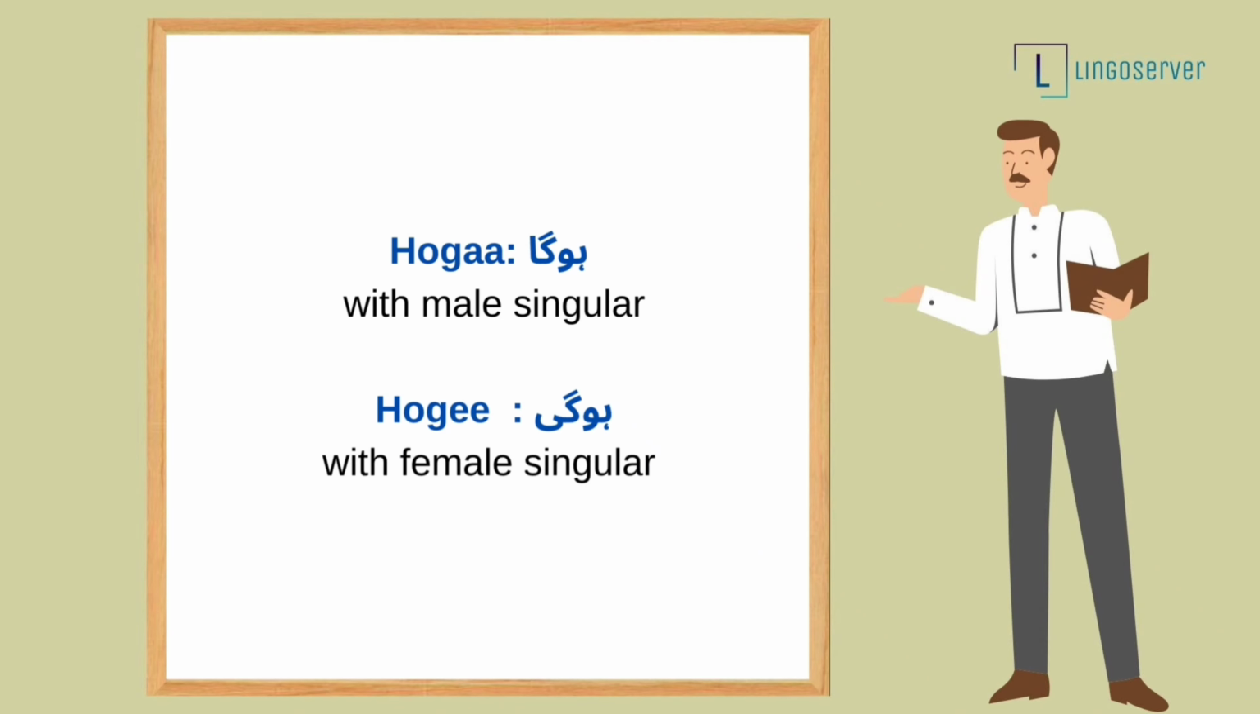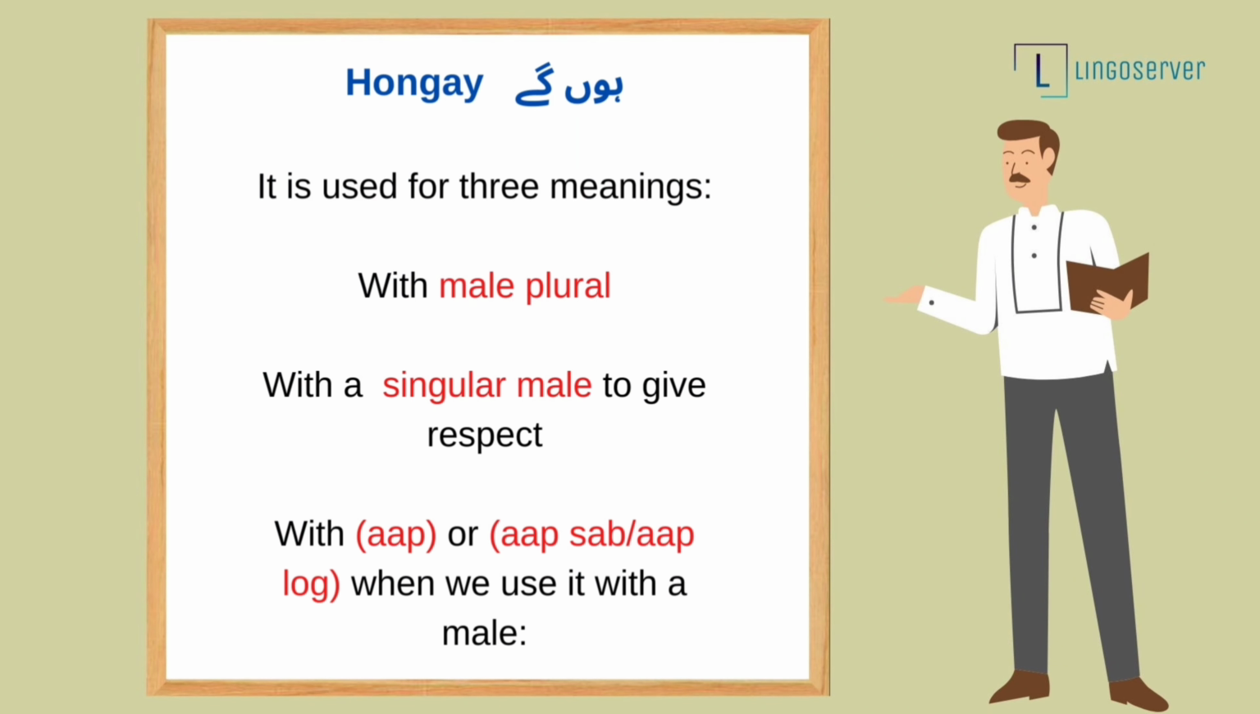So, hoga is used with male singular and hogi is used with female singular, while honge is used for three meanings. Number 1, with male plural. Number 2, with a singular male to give respect. Number 3, with aap or aap sab or aap log when we use it with male.